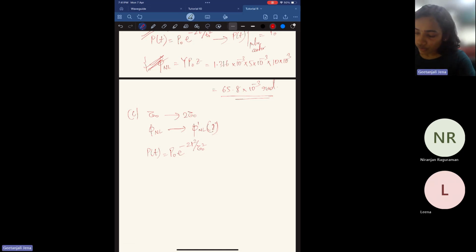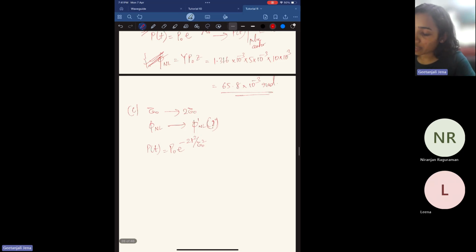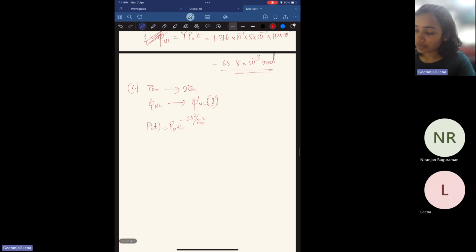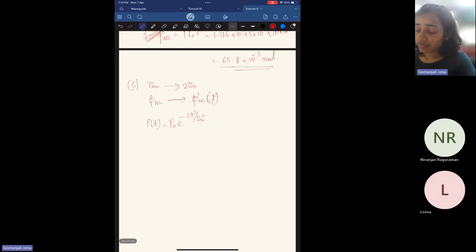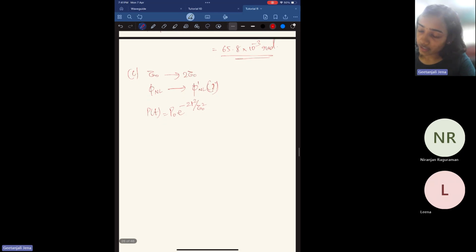Okay. So if not, let me. The power becomes half of the initial value. How? Because whenever the pulse is propagating, there will be conservation of energy, right? So we need to apply that. Even though the pulse broadens, its energy will remain conserved.